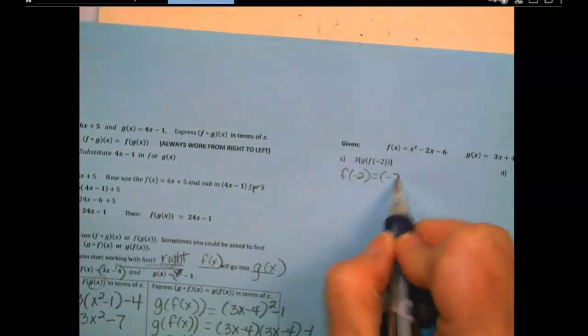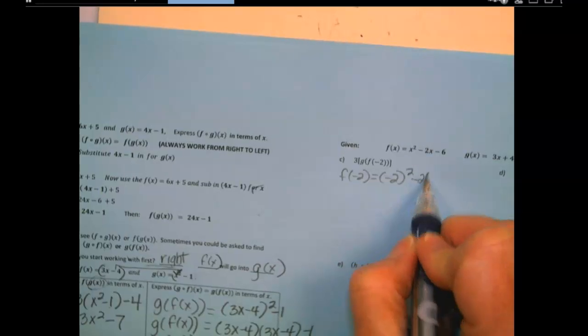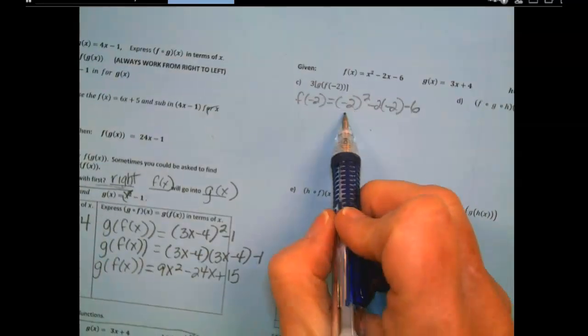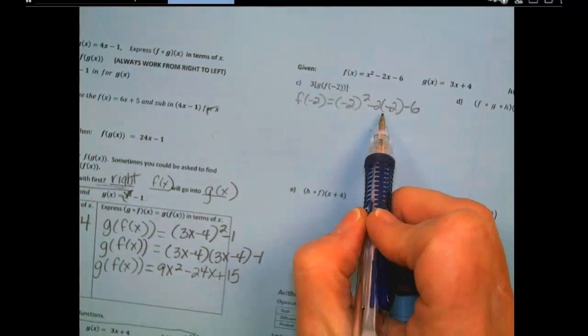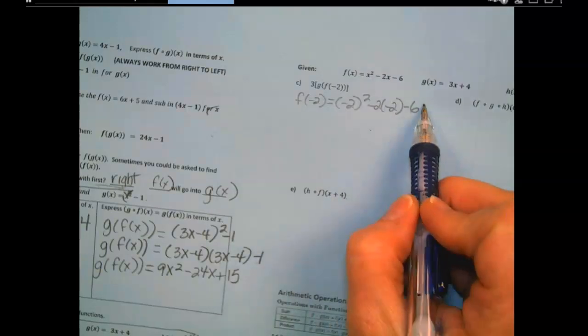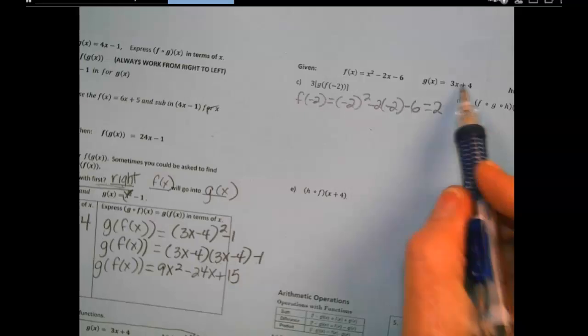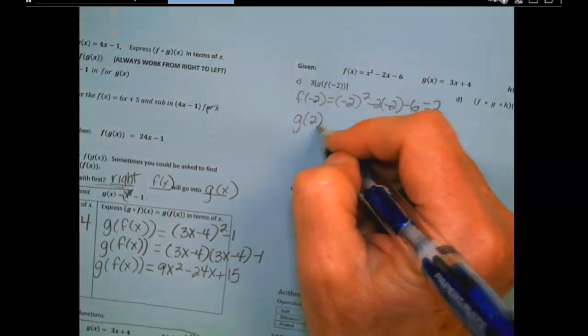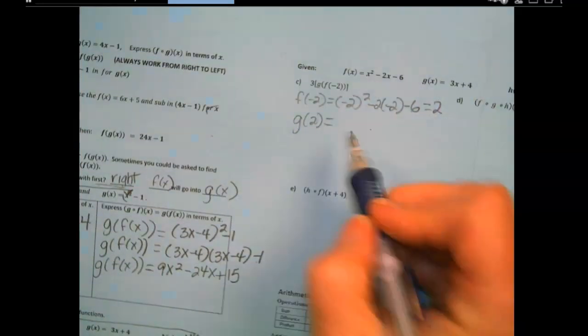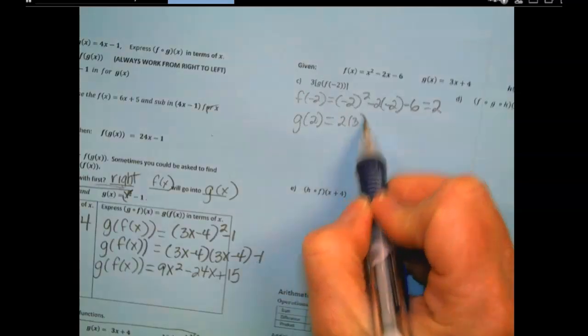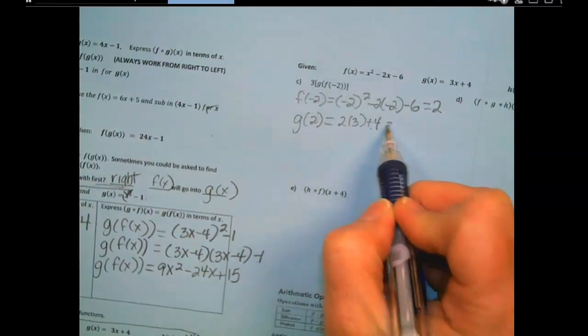So f of negative 2 is going to give me negative 2 squared minus 2 times negative 2 minus 6. So this is going to give me 4 plus 4 is 8 minus 6 is going to give me 2. So what do you think I'm going to do with that 2? I'm going to do g of 2 now. So my g of 2 is going to be 2 times 3 plus 4. And that's going to give me 10.